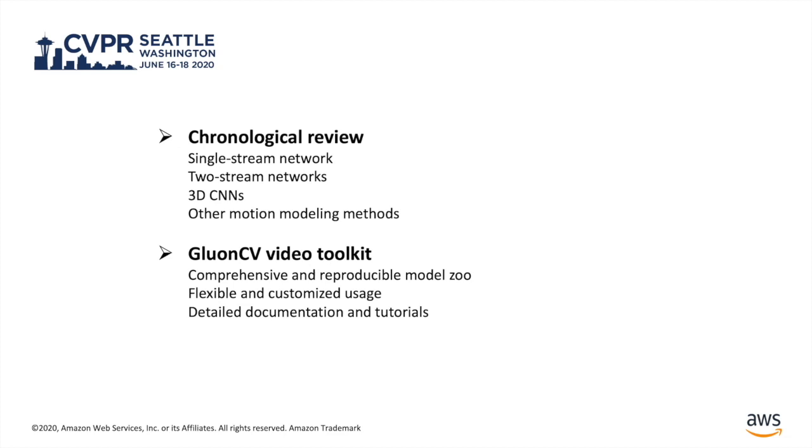Here is a quick overview, divided in two parts. In the first half, I will present a chronological review of recent video modeling methods using deep learning, starting from year 2014. Basically, the timeline starts from using single-stream network, then to the two-stream networks, and to the rise of 3D CNNs. I will also talk about other spatial temporal modeling methods. In the second half, I will introduce GluonCV video toolkit, including its comprehensive and reproducible model zoo, its flexible and customized usage, and detailed tutorials. I will also share some interesting observations during my reproducing experiments.